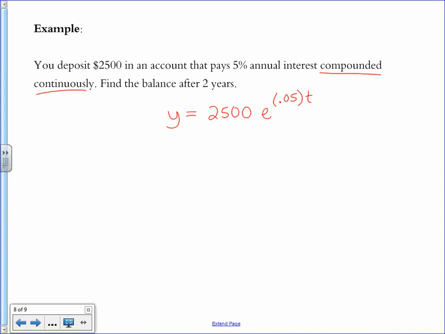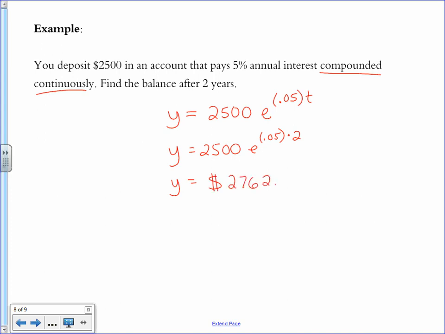Then I'm asked to use this model to find the balance after 2 years. So y equals starting amount times e to the 0.05 times 2 power. And when you evaluate this on a calculator, just be careful with the way you're typing it in. You have to do the exponent first and then multiply it by 2,500 at the end. So 2,500 times e to the 0.05 times 2 power. Because this is money, we're going to round to the nearest hundredth and figure out the balance in our account.